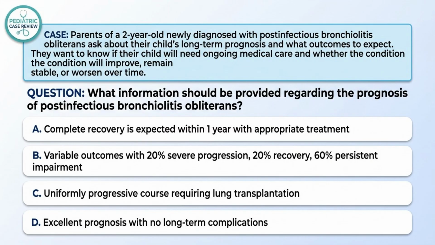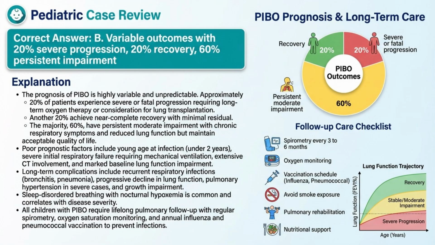Case number 15. Parents of a newly diagnosed 2-year-old ask about their child's long-term prognosis. They want to know if the condition will improve, remain stable, or worsen over time. What information should be provided? Option 1. Complete recovery is expected within 1 year with appropriate treatment. Option 2. Variable outcomes with 20% severe progression, 20% recovery, and 60% persistent impairment. Option 3. Uniformly progressive course requiring lung transplantation. Option 4. Excellent prognosis with no long-term complications. The correct answer is option 2.